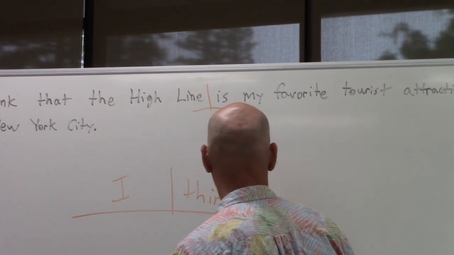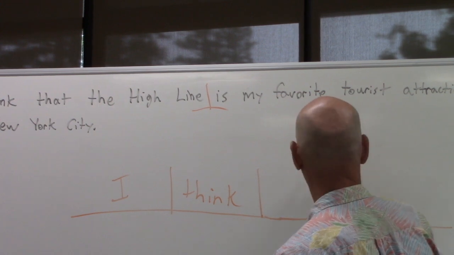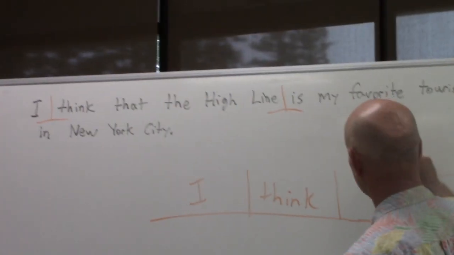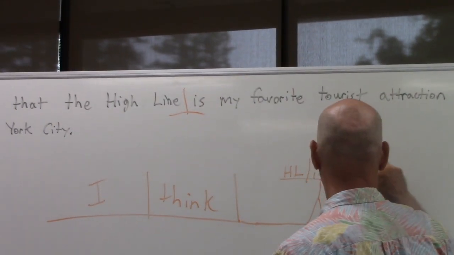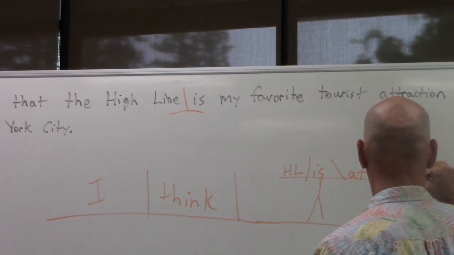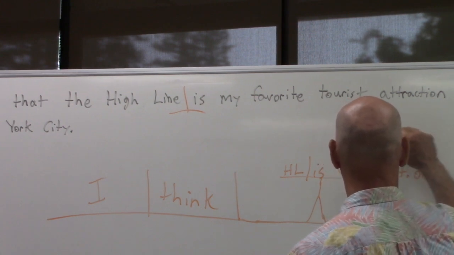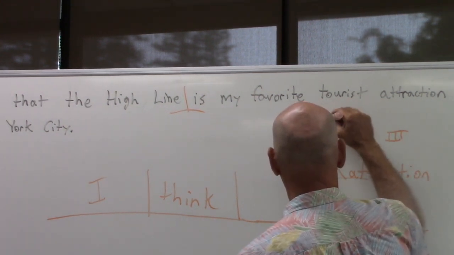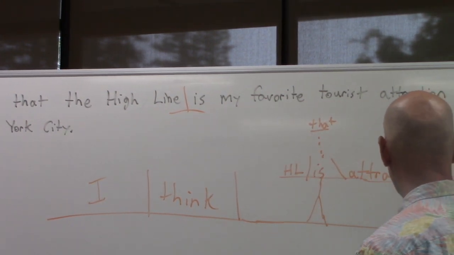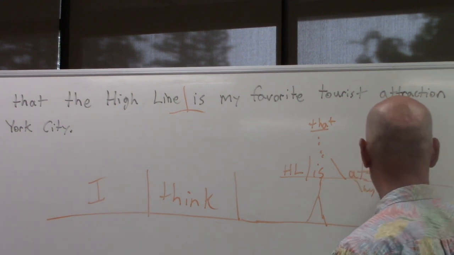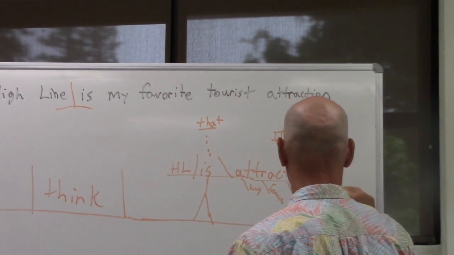All right, I think something. What is it that we think? I think that the High Line is my favorite tourist attraction in New York City. And what pattern is that? It's a B, it must be a 1, 2, or 3, right? So that's pattern 3. Here's your expletive that, which goes up there. Doesn't have a function within the clause there. What kind of attraction is it? My favorite. And the attraction's in New York City too, right?